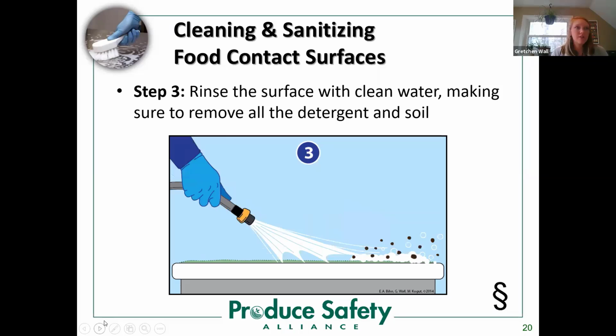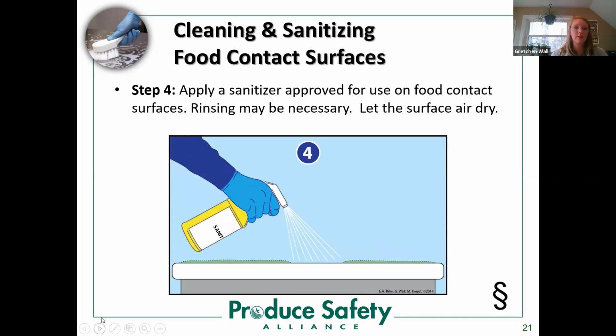In step 3, it's just cleaning the surface with clean water. Again, that's no detectable generic E. coli water. You can reinforce, again, low pressure for that water, but this one's pretty straightforward. And then the final step is adding a sanitizer and following that label.